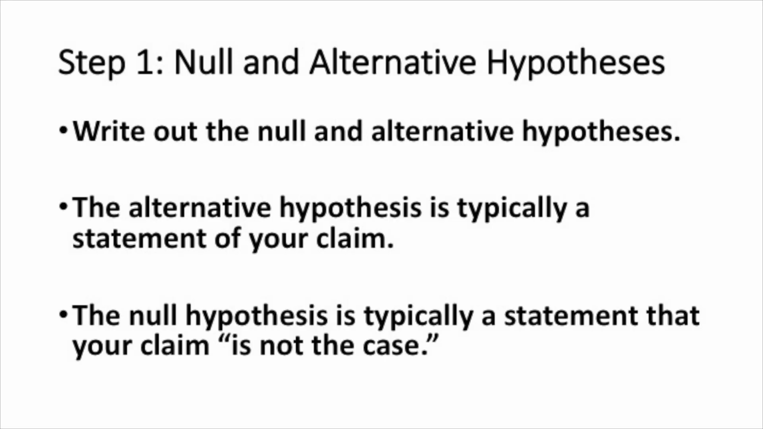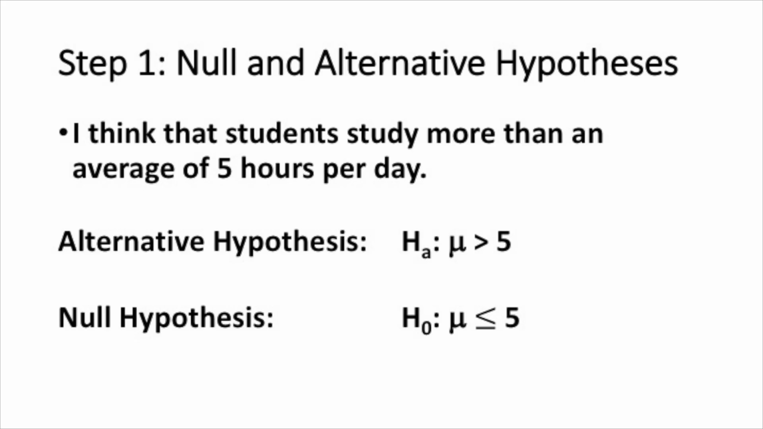The first step to a hypothesis test is setting up the null and alternative hypotheses. The alternative hypothesis is typically a statement of your claim, whereas a null hypothesis is typically a statement that your claim is not the case. So for my claim that I think that students study more than an average of 5 hours per day, the alternative hypothesis, which you write out, is H subscript A is mu, where mu stands for a population mean, is greater than 5, and the null hypothesis is mu is less than or equal to 5.